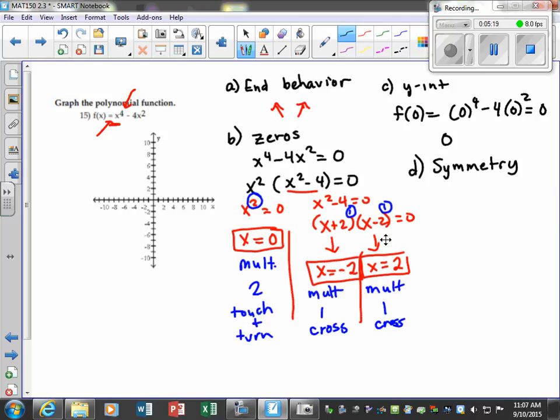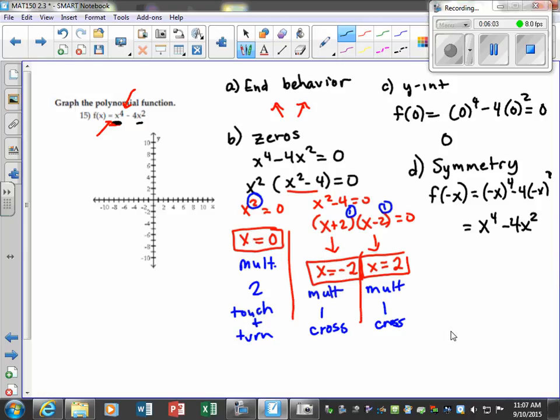Symmetry, for us to check for even or odd symmetry, we would evaluate f at negative x. Do you remember doing that? That means everywhere in this equation that there is an x, we want to put a negative x in and evaluate. So we would say negative x to the fourth power minus 4 negative x squared. Now, what's a negative to the fourth power? That means negative times negative times negative times negative. It's just going to be a positive. Okay, and what's negative x squared? Positive x squared, so it would be just negative 4x squared.